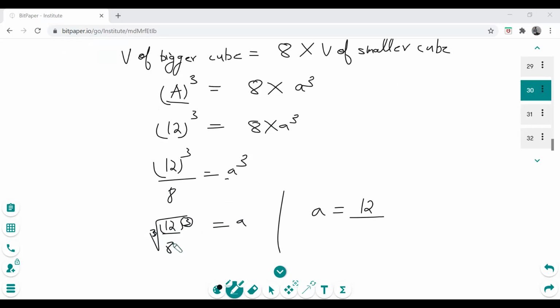And this 8 is the cube of which number? Yes, 2. Give me a second, and you try this question. Just a second.